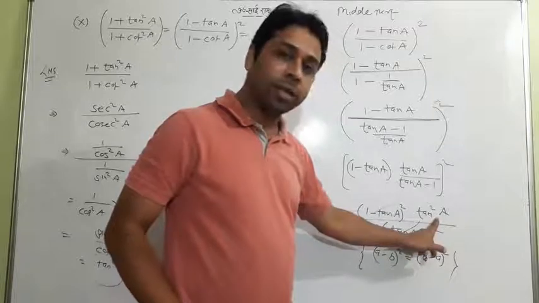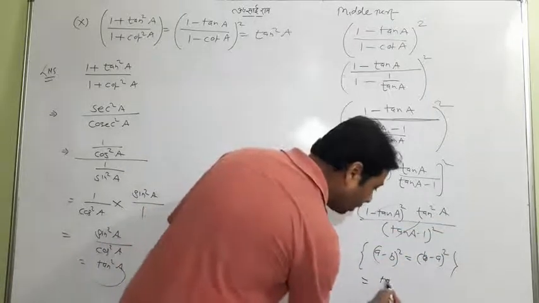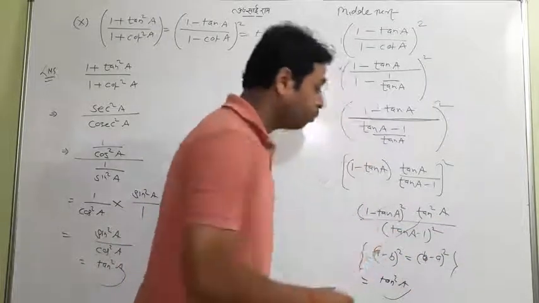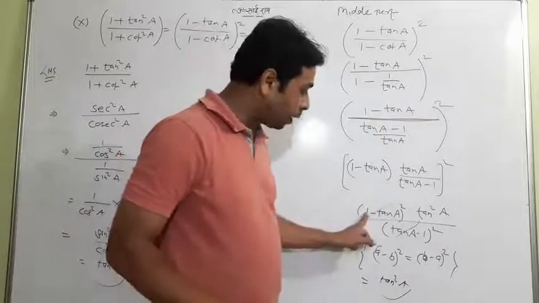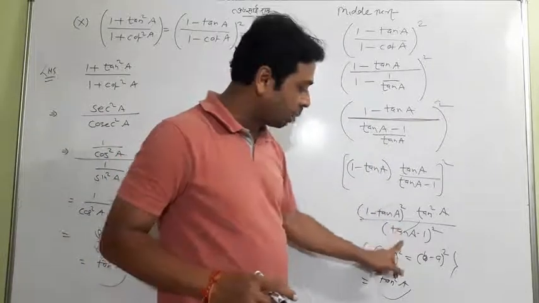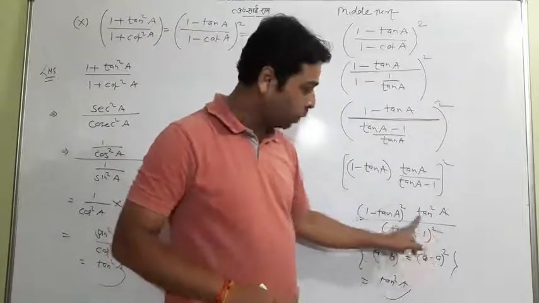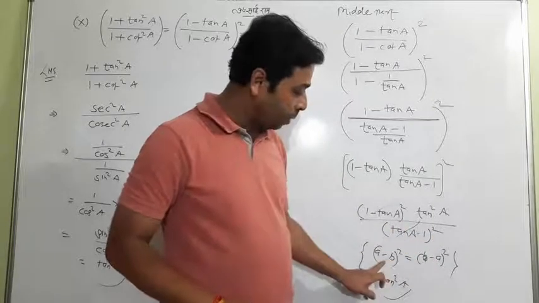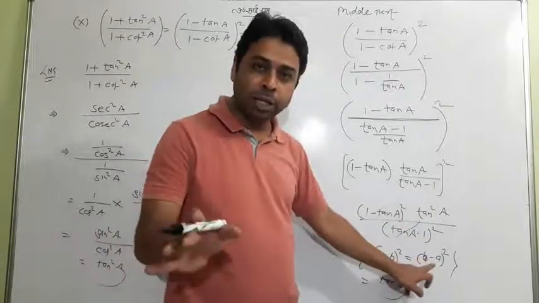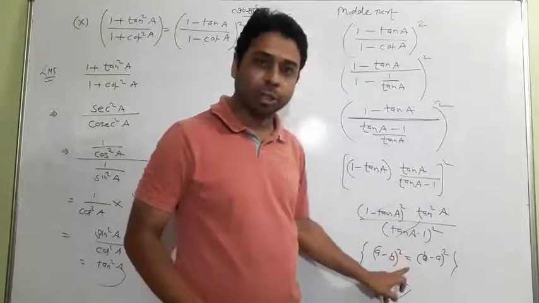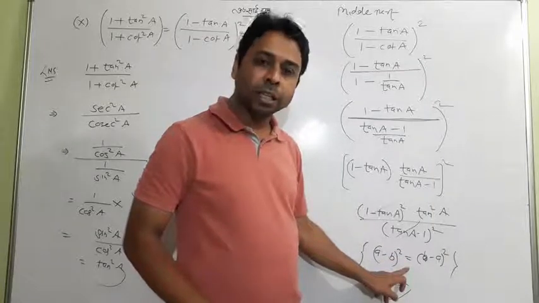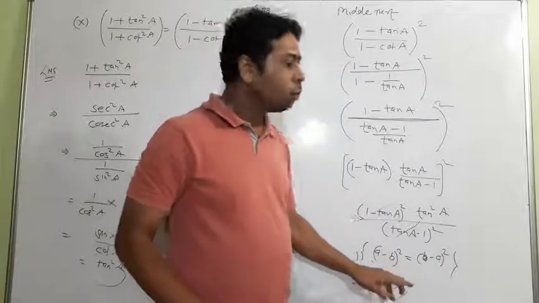And what remains? Only tan square a. So only tan square a will be there. Please don't get confused. It is 1 minus tan a, I understand. It is tan a minus 1, I understand. But the whole square is there. So in case of a minus b and b minus a, they are not the same. But with the square, they are the same, because by opening these two you always get the same answer. So this is the question.